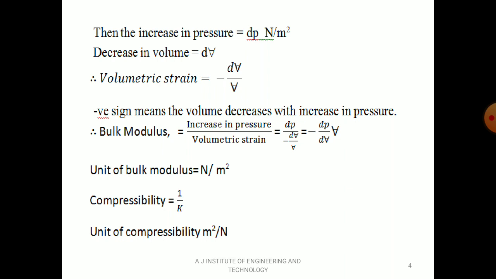Compressibility equals 1 by K, so compressibility is the reciprocal of bulk modulus. Therefore, the unit of compressibility is 1 divided by the unit of bulk modulus. The unit of bulk modulus is Newton per meter square, so the unit of compressibility becomes meter square per Newton. These are very important: the unit of bulk modulus and the unit of compressibility.